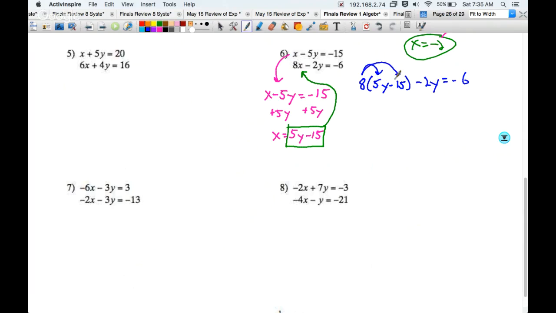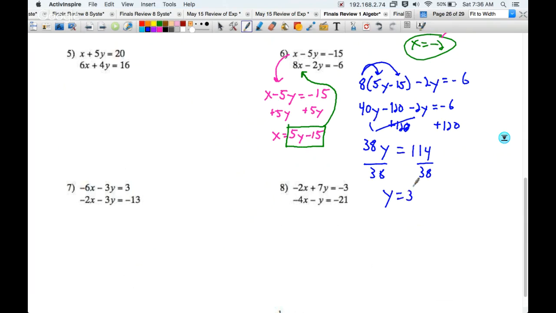Distribute that 8 in. Get 40y minus 8 times 15. I think that's 120. Let's just go with 120. Combine like terms. We'll get 38y. I'm going to add 120 to both sides. Equals 114. Divide both sides by 38. And I get y equals 3.